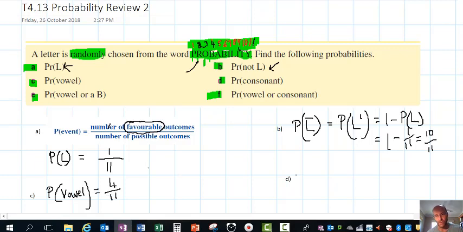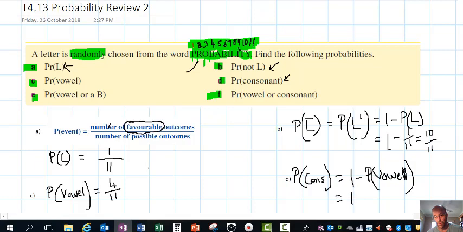Probability of a consonant. A letter is either a vowel or a consonant. So we could either add all the consonants up, or we could just use the complement. Probability of a consonant is 1 minus the probability of a vowel. Whoops, I spelled vowel wrong. Should only be one L there. And that equals 1 minus 4/11ths, which is 7/11ths.